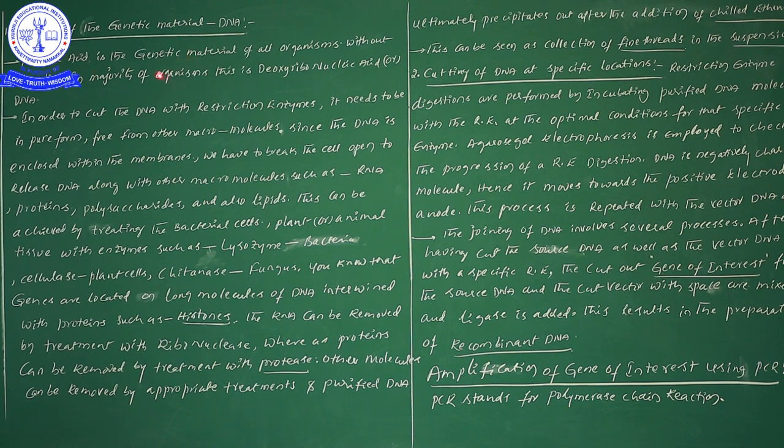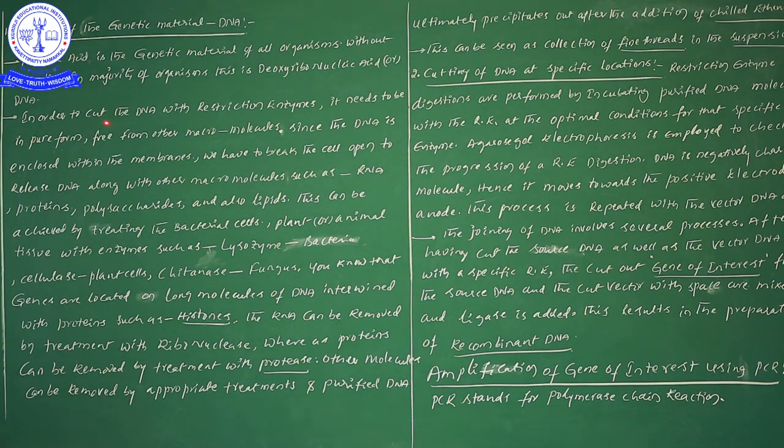Why? Because, as per our knowledge, nucleic acids are of two types: one is DNA and the other is RNA. So in all living organisms, either DNA or RNA must be there. In all living organisms, we can definitely find the presence of nucleic acid. But in most living organisms, the genetic material is deoxyribonucleic acid, or DNA.